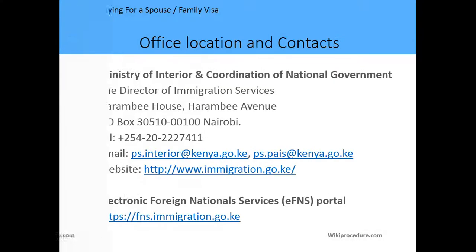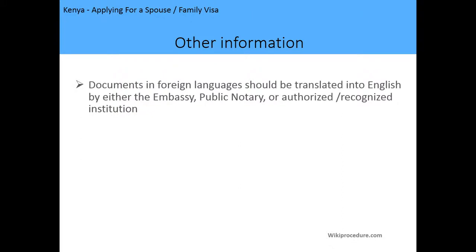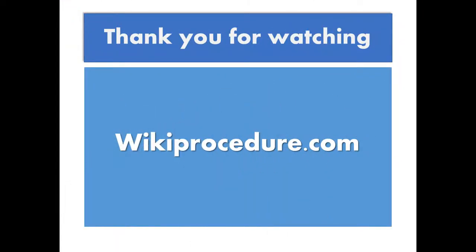The Ministry of Interior and Coordination of National Government is located at Harambee House along Harambee Avenue in Nairobi, Kenya. You can visit them at www.immigration.go.ke or the online platform of Foreign National Services, fns.immigration.go.ke. Other information is that documents in foreign languages should be translated into English by either the embassy notary, public notary, or authorized recognized institution before submission for processing.